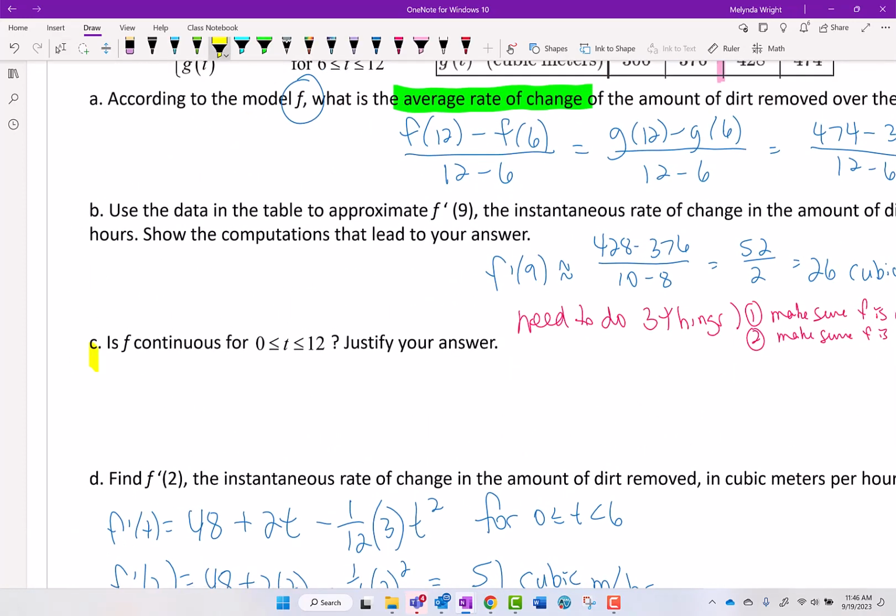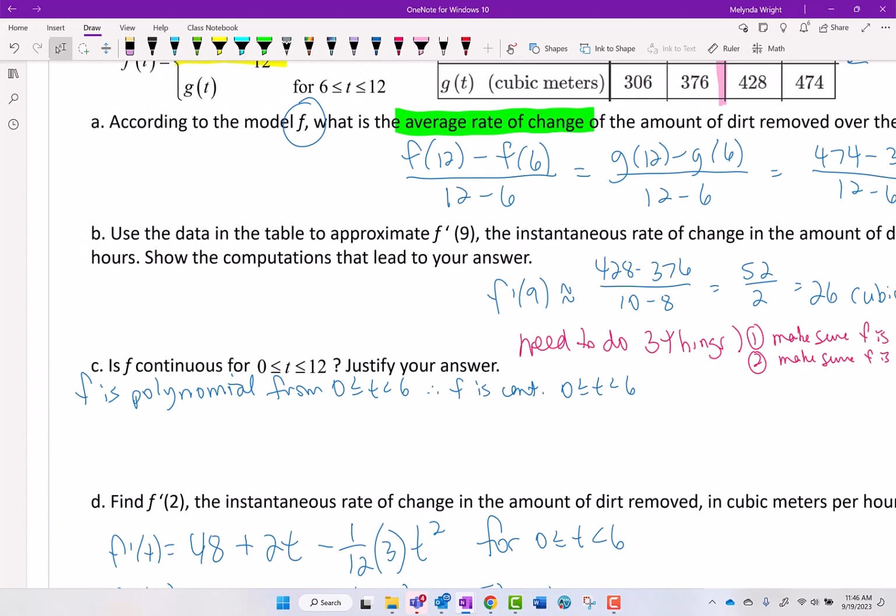So f is a polynomial from 0 to 6. Therefore, f is continuous from 0 to 6, because polynomials are always continuous. Great, that was easy. That's step 1. Make sure f is continuous on the top branch. Step 2, make sure f is continuous on the bottom branch.